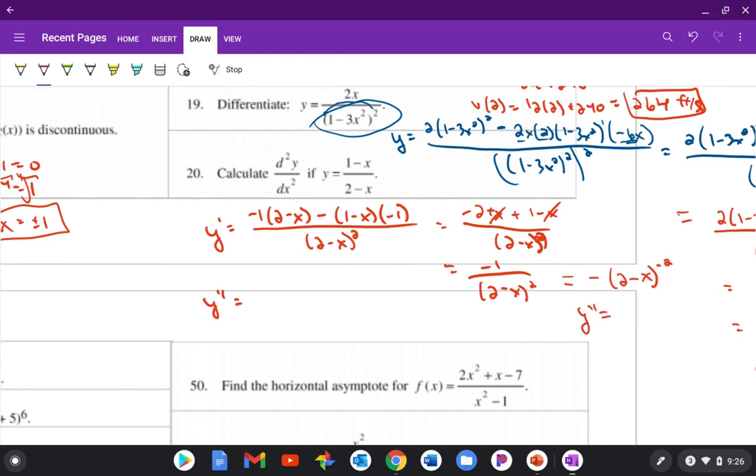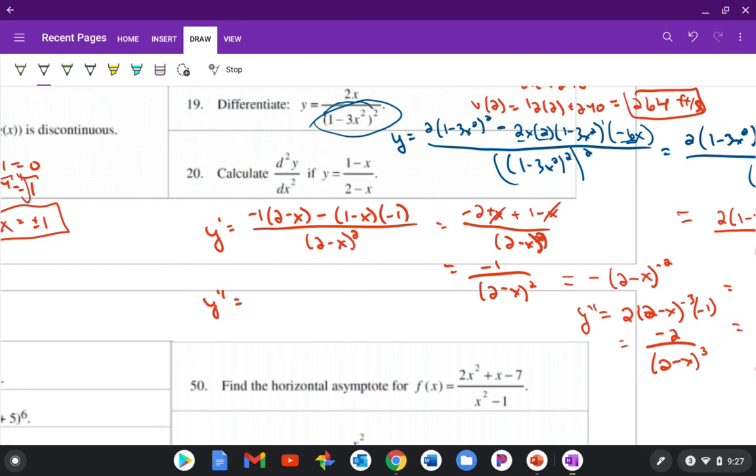But either way, if you were to do this chain rule method, then the second derivative would then just be positive 2 times 2 minus x to the negative 3rd times negative 1, because that negative 2 would come down in front. Keep the inside the same, subtract 1 from the power. And so this would be rewritten as negative 2 over 2 minus x cubed.